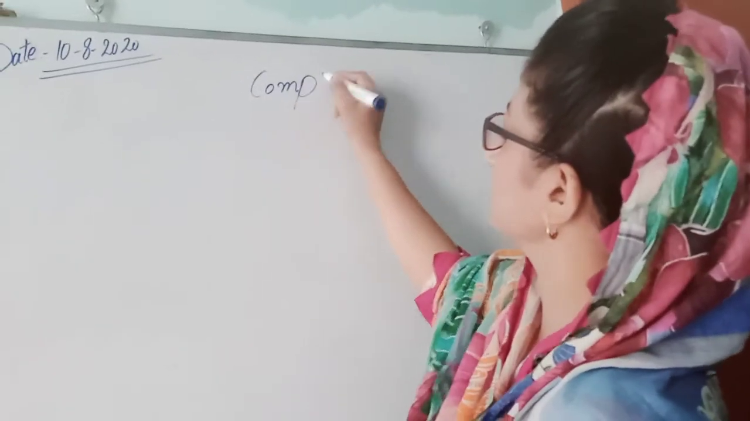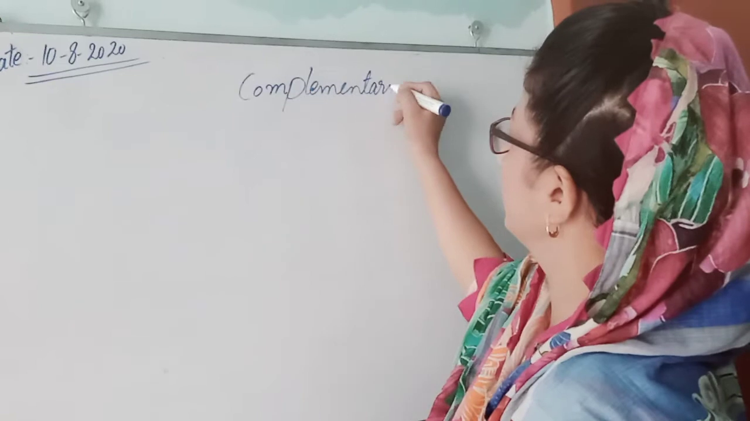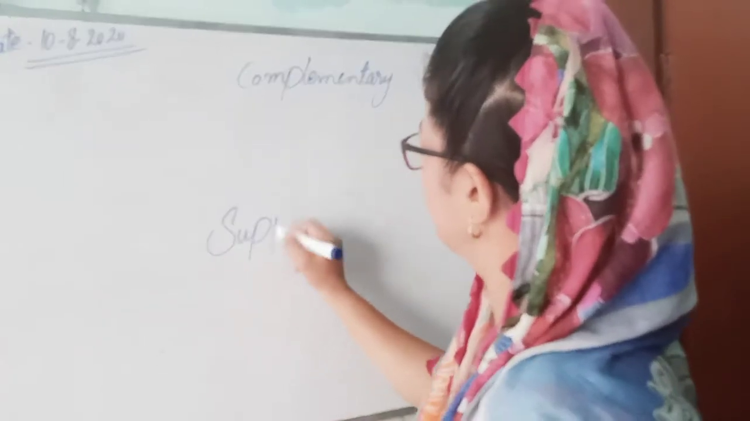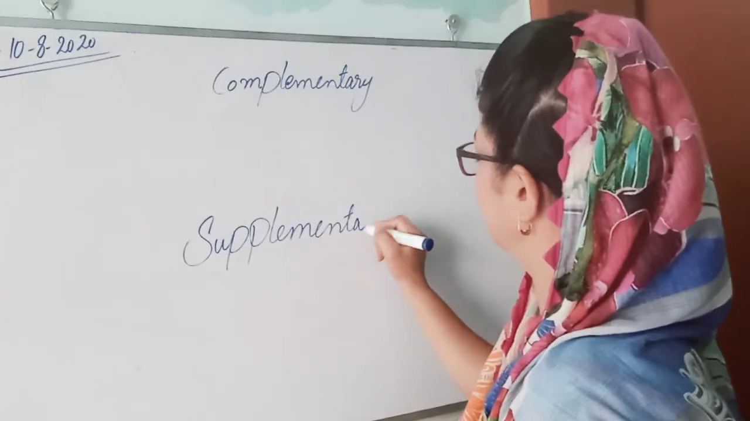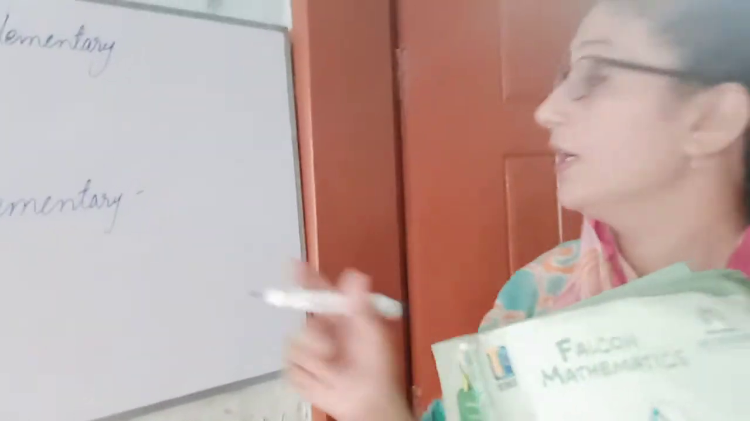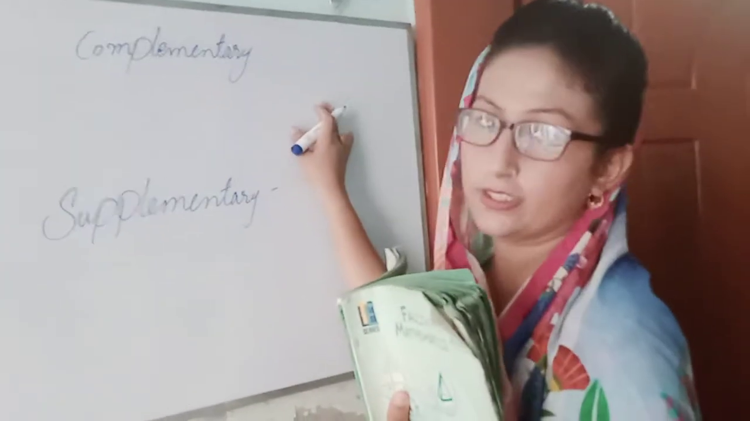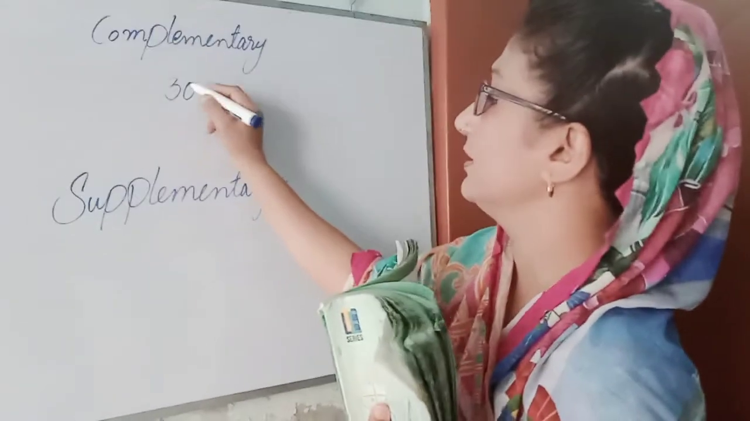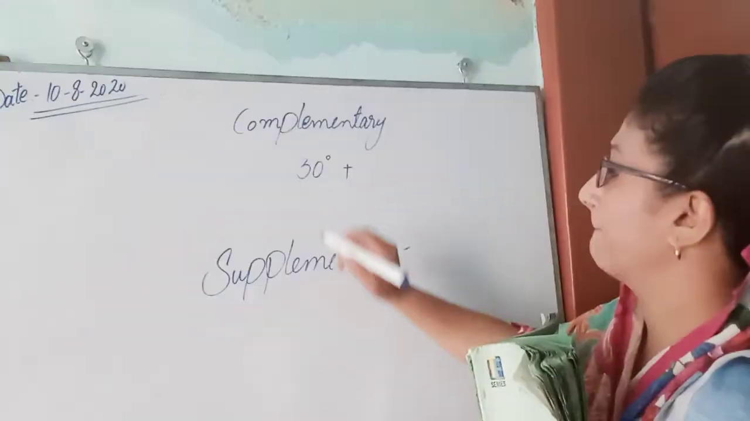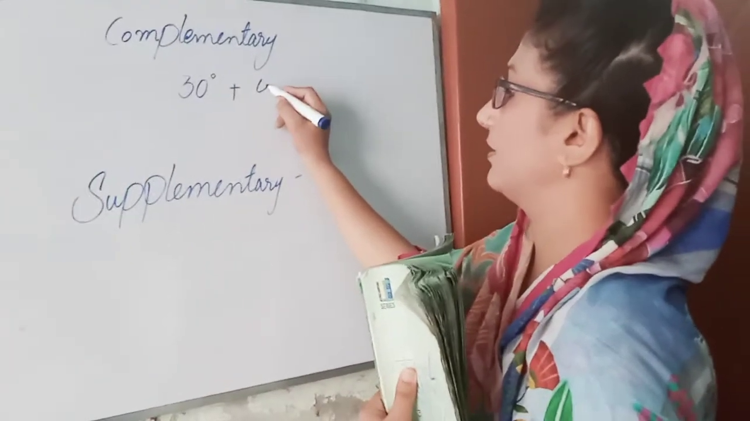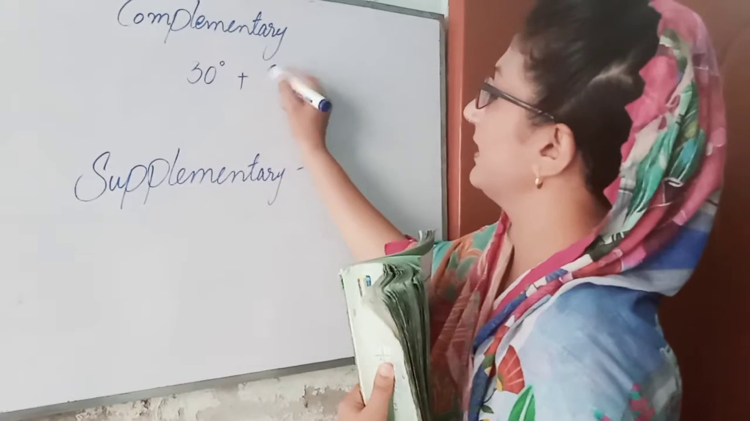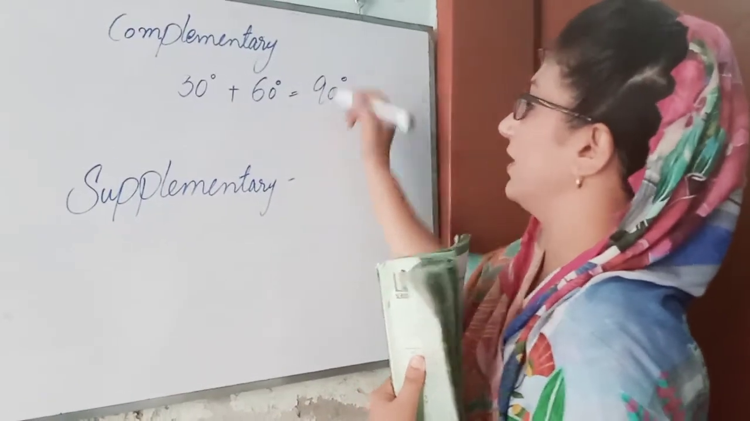And again students, we will discuss the complementary angles and the supplementary angles. Now what are complementary angles and what are supplementary angles? Students, if you add two angles and it gives the answer of 90 degrees, for example, I am adding here 30 and 60 degrees, and it gives the answer of 90 degrees, it means it is called a complementary angle.